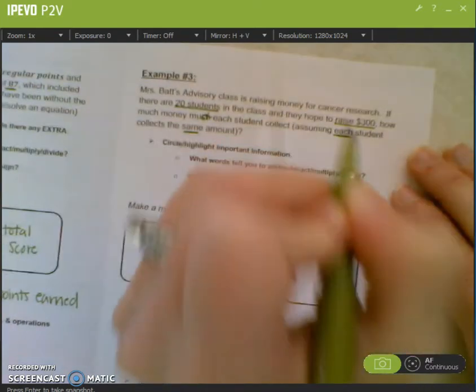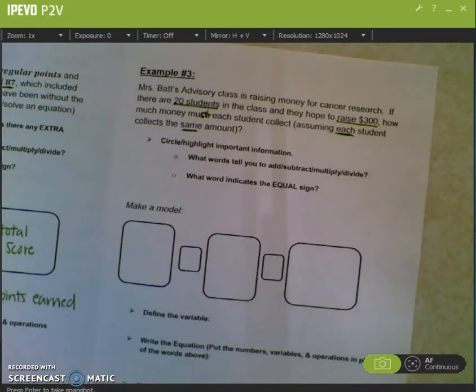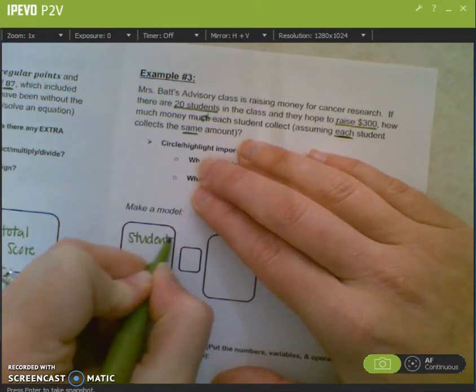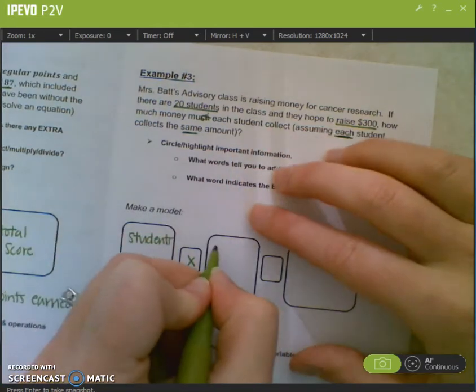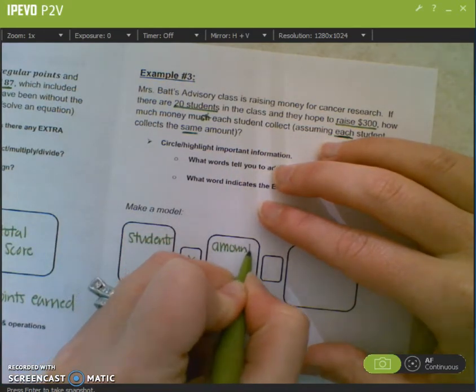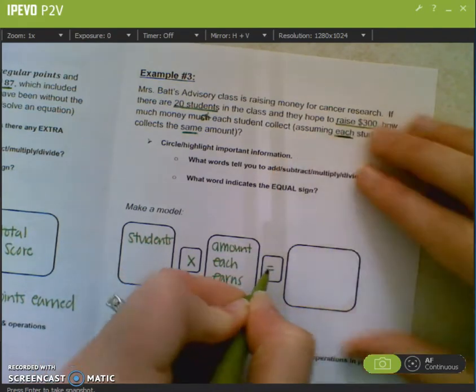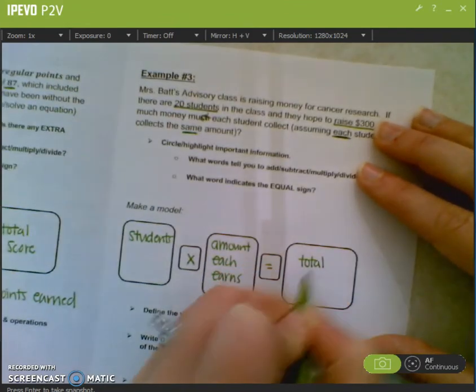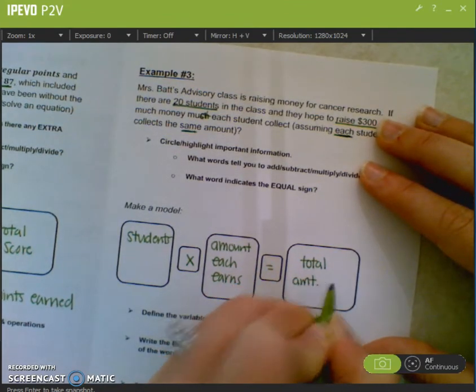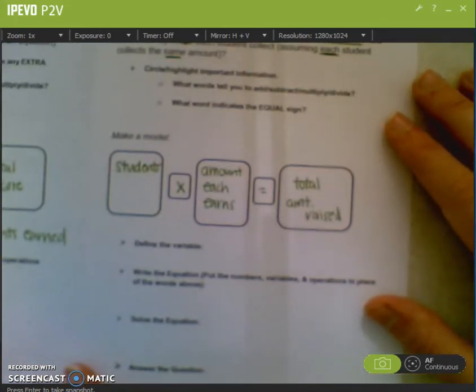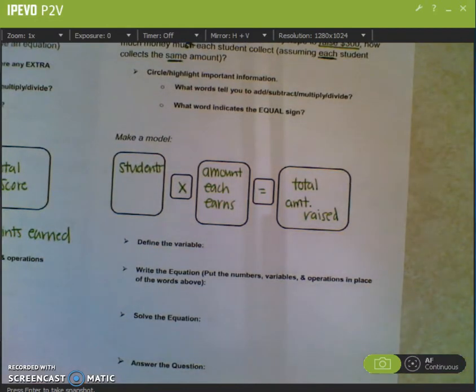So each is sometimes one of those words that helps us know multiply or divide. We're doing multiplication here because we're saying how many students times the amount that each earns. Amount each earns. And that's going to give us our total amount raised. So when we go to write our equation down here, we first need to define our variable. What do we not know? We don't know how much each student will collect.